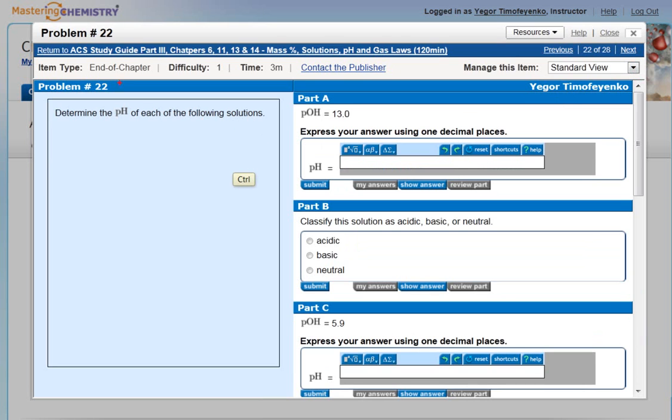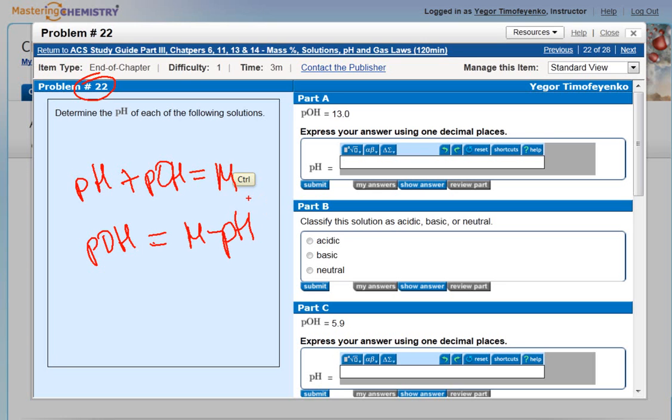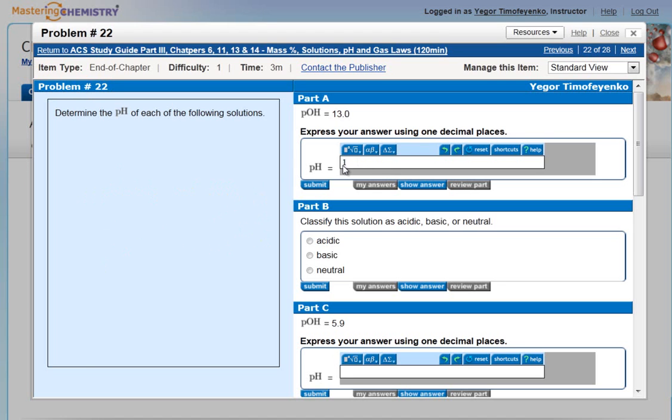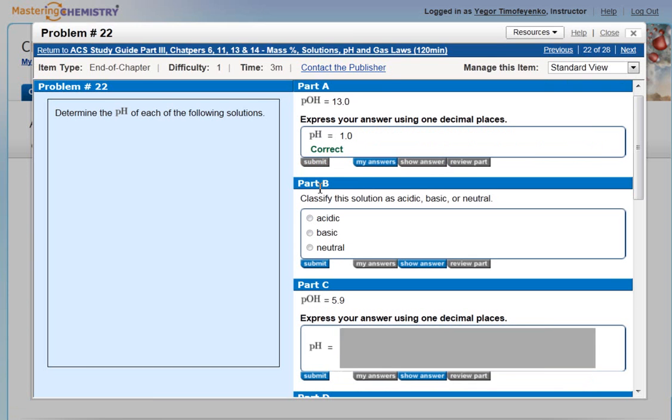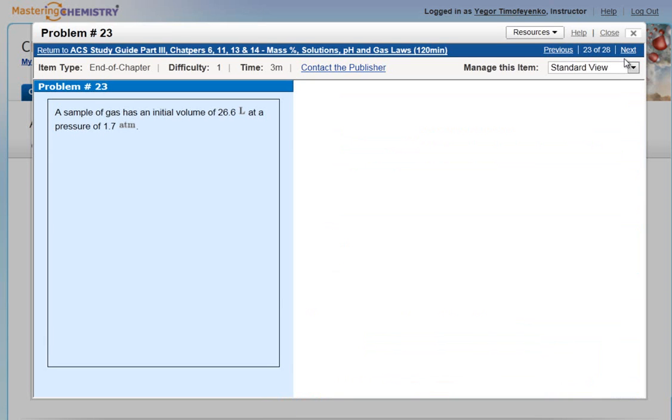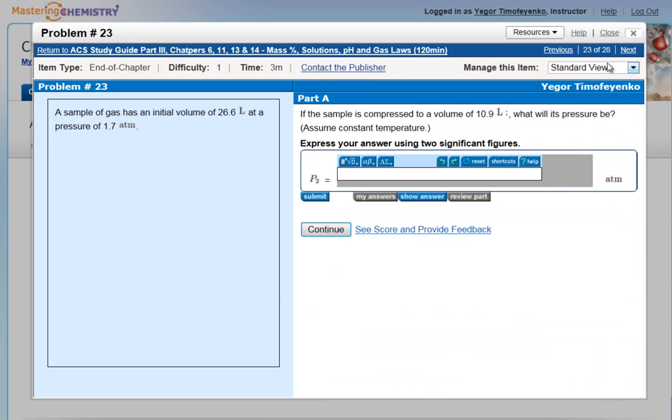And in this case, it's problem 22, you use pH plus pOH equals 14. So therefore, pOH equals 14 minus pH. Minus 13. Alright, so that concludes the topic of pH.